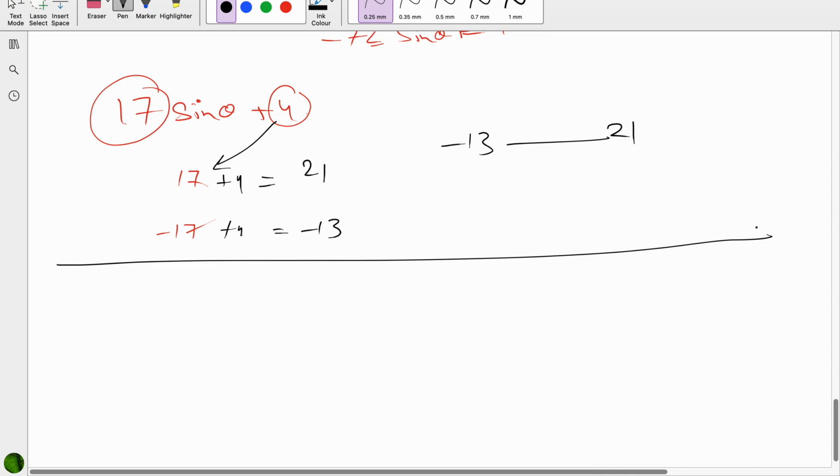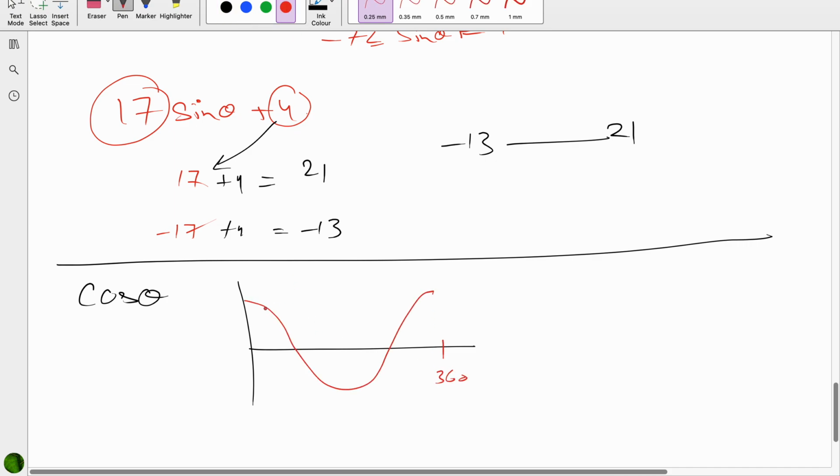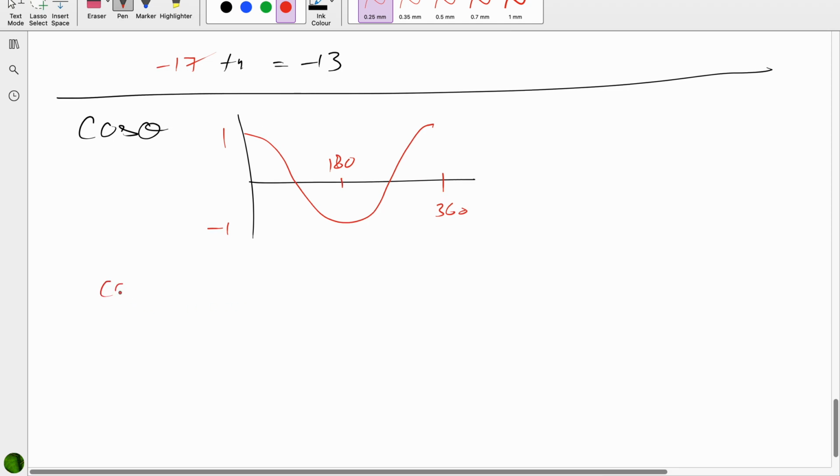Now all these things remain same for cos theta other than the shape. Shape of cos curve is like this. This is 360, 1, minus 1, 180. Everything else stays same. So I'm quickly drawing it. Let's say cos 2 theta. So we have two curves in 360, or I can just draw it till 180 and it is still cos 2 theta.